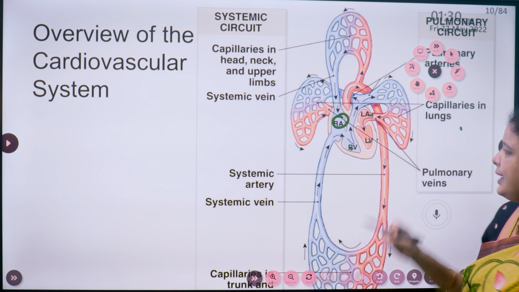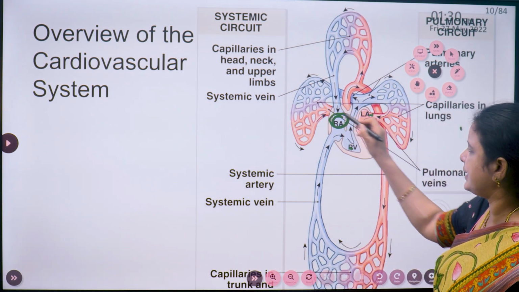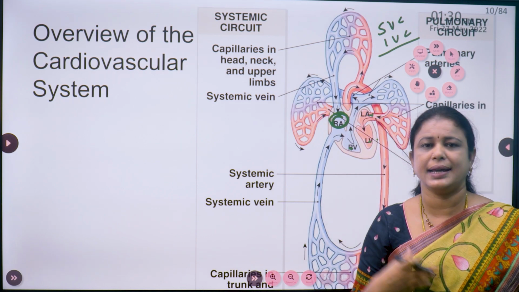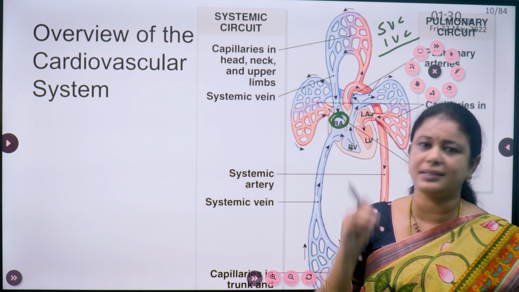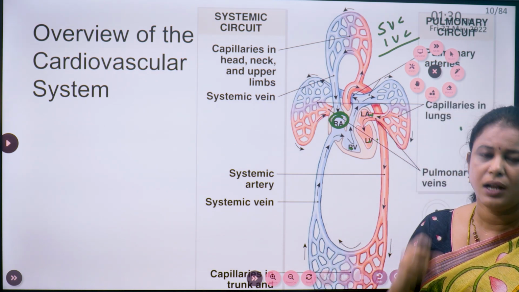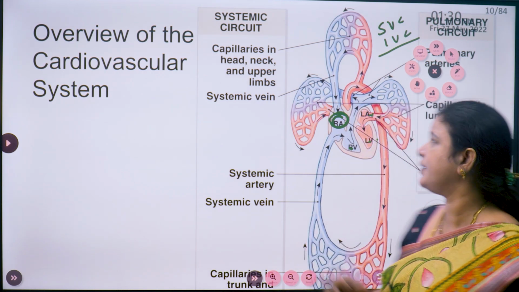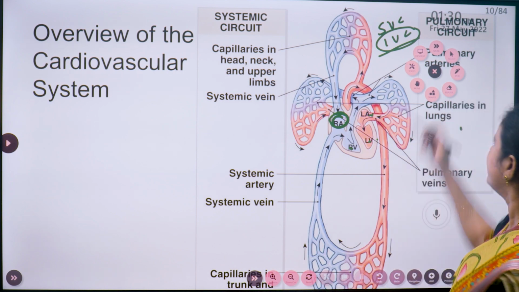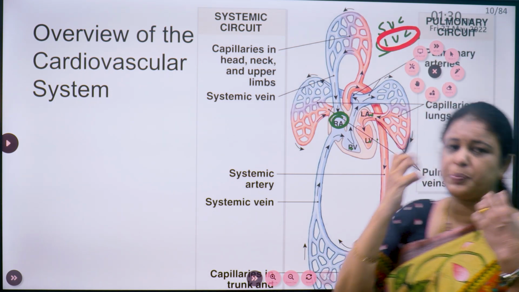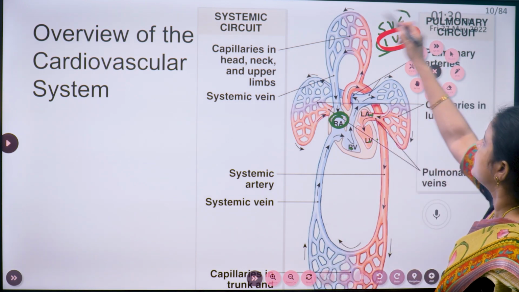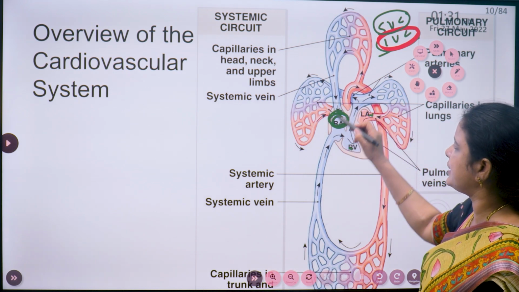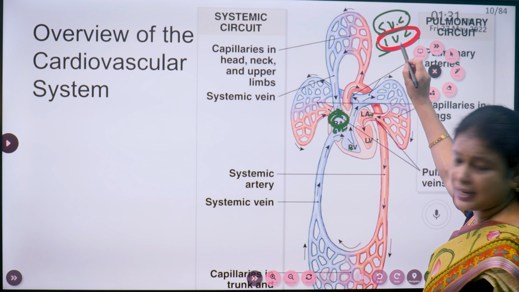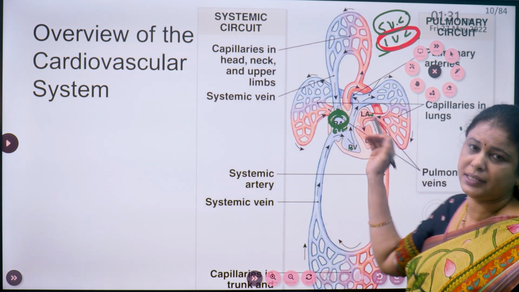From all the parts of our body, all deoxygenated blood enters the right atrium through the superior vena cava and inferior vena cava. The deoxygenated blood in our body from the capillaries enters into the veins. All the veins in the lower body drain into the inferior vena cava, and from the superior parts of the body, deoxygenated blood enters the superior vena cava. Both bring deoxygenated blood into the right atrium.